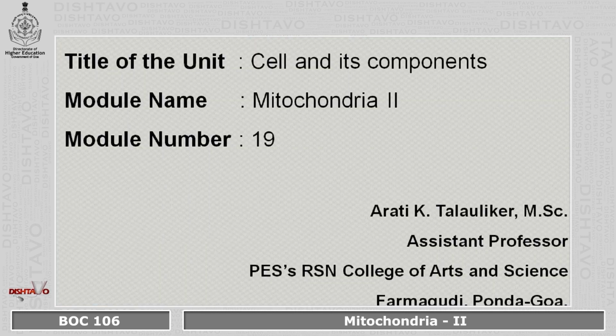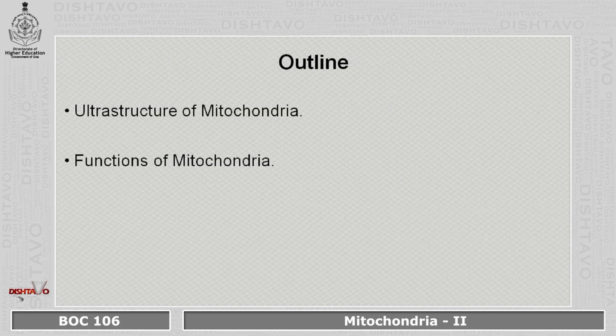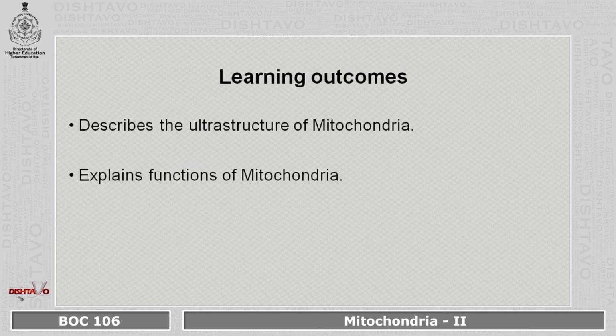Myself, Arti Talaulikar. Module name Mitochondria 2, module number 19. Title of the unit: Cell and its components. In this module, we will be talking about the ultrastructure of mitochondria and the functions of mitochondria. On completion of the module, you will be able to describe the ultrastructure of mitochondria and explain the functions of mitochondria.